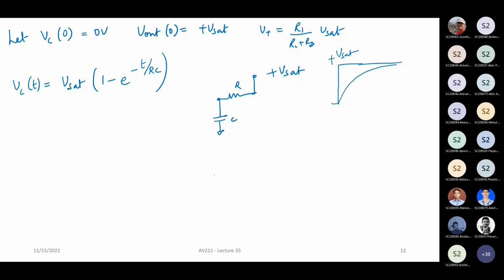Now, as this capacitor starts charging, let us say it started from 0 volt, at a particular point it reaches R1 by R1 plus R2 multiplied by VSAT, which is nothing but your VTH. Once it reaches VTH, what will happen to VSAT?